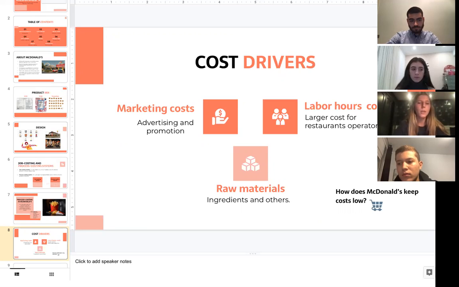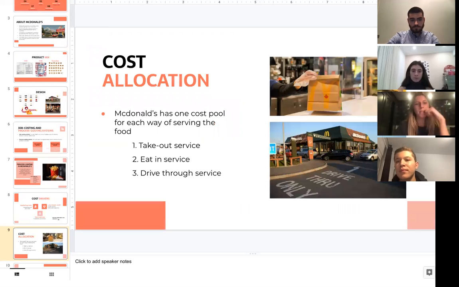They also use preservatives and keep their food frozen, so at the end of the day, they don't need to throw out all the food that isn't sold. So this is how they save money for the company. Okay, and the next slide, please.